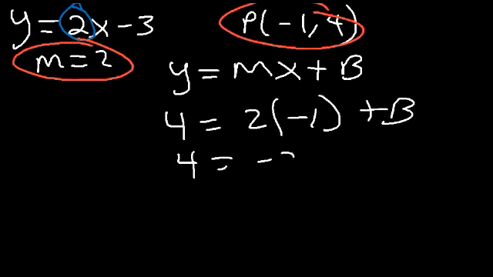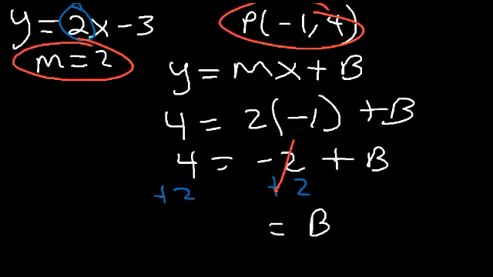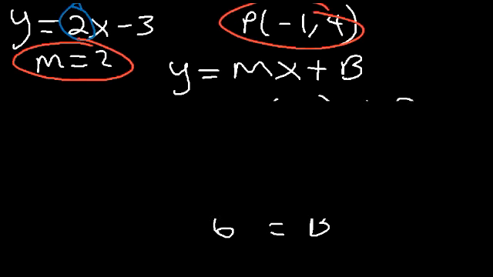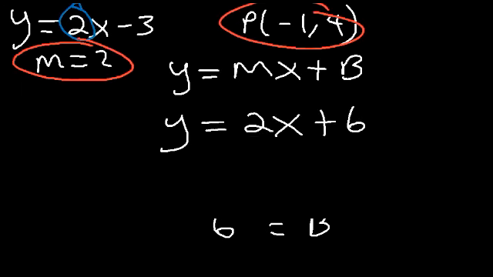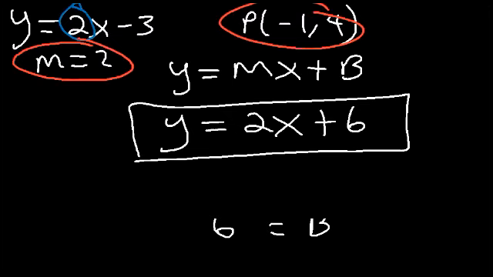So 4 is equal to negative 2 plus b. Let's add 2 to both sides. And so we can see that b is equal to 4 plus 2, which is 6. So now that we have the value of b, we can write the equation of the line. It's going to be y equals 2x plus 6. And so that's the answer in slope-intercept form.